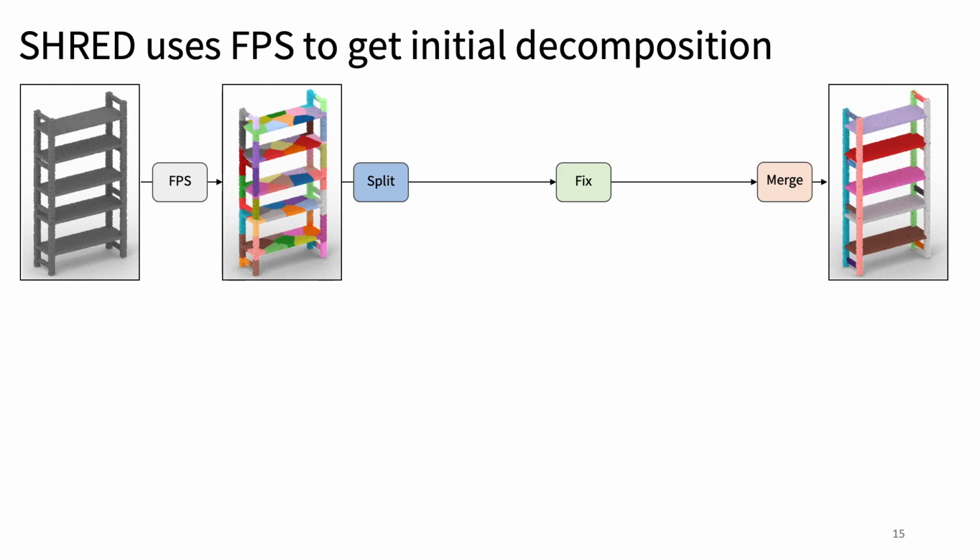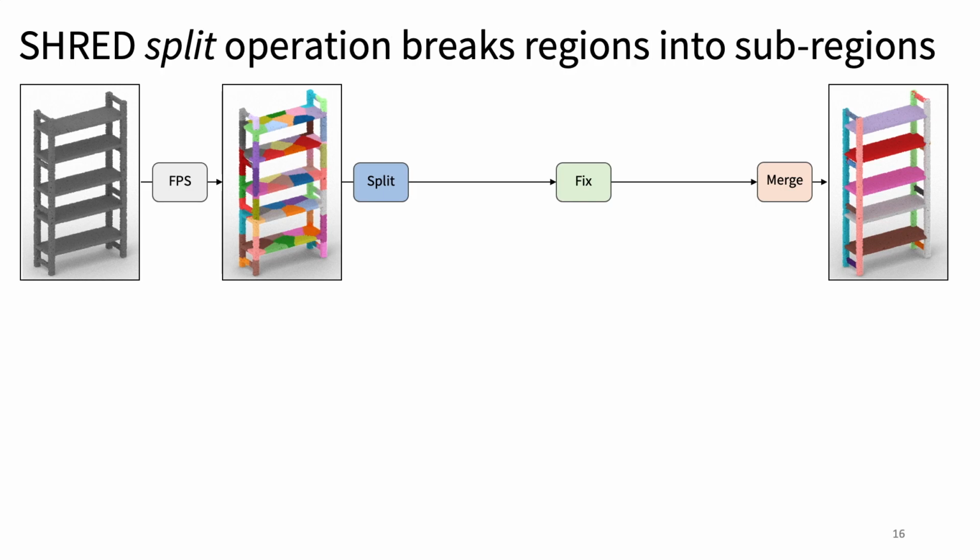As SHRED's learned operations all reason locally, the first step is to create a naive initial decomposition of the input shape. While there are many approaches that could be used here, we found that a simple farthest point sampling clustering procedure proved both fast and effective. Unless otherwise specified, we use 64 centroids in the FPS stage.